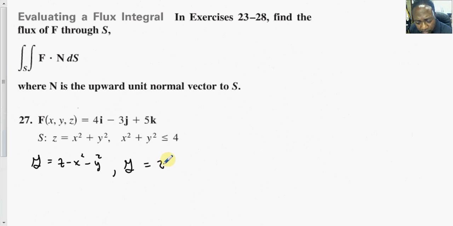I'm going to convert this to z minus r squared. And so we can get our gradient here with respect to r, theta, and z. So this is negative 2r i plus k, right? There's no theta there.